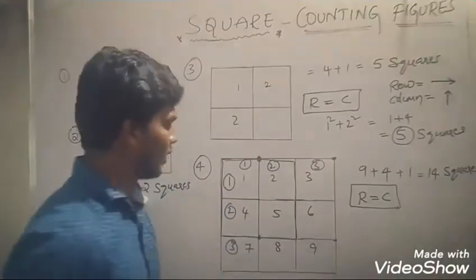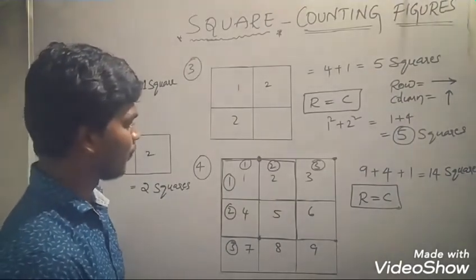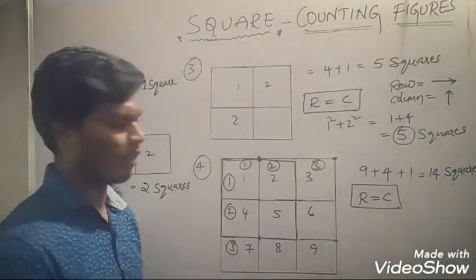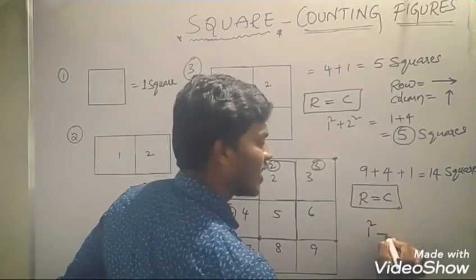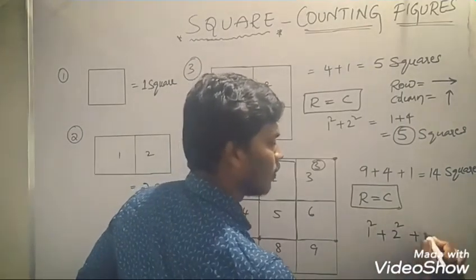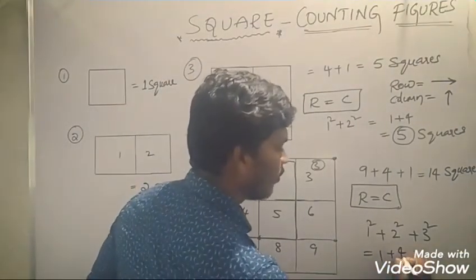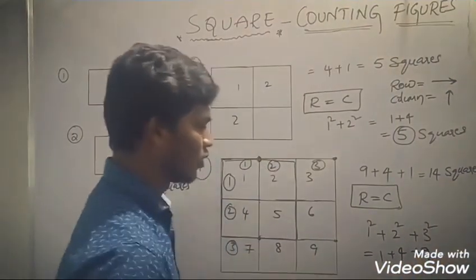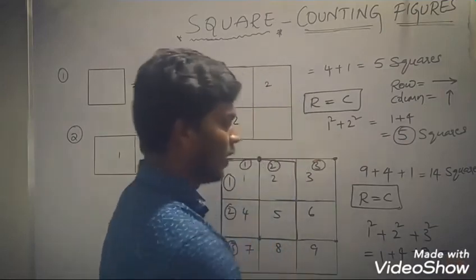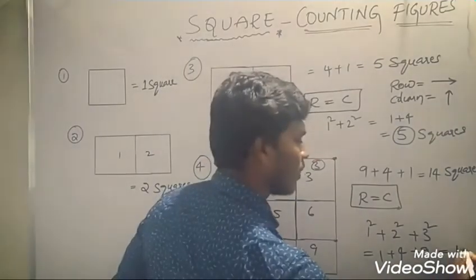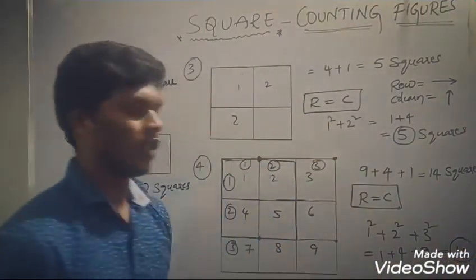So 5 squares. See, in figure number 4, we have 3 rows and 3 columns. So that means 1 square plus 2 square plus 3 square. 1 square is 1, 2 square is 4, and 3 square is 9. So the final result is 9 plus 4 which is 13, plus 1 which is 14. Okay, 14.